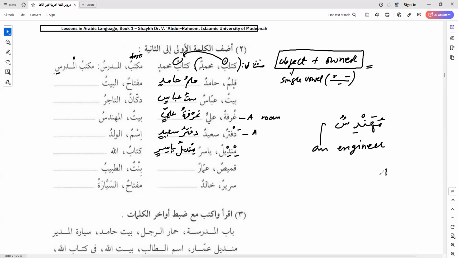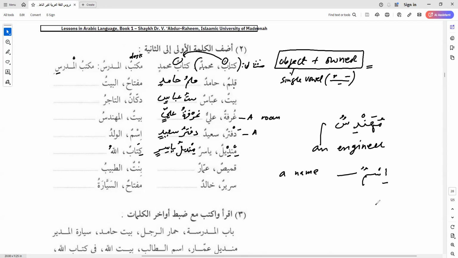Ismu means name. Ismun, a name. Al-waladu, the boy. So you want to say the boy's name. Kitabu, book. Allah. Kitabu Allah. You want to say Allah's book. So how do you say it?